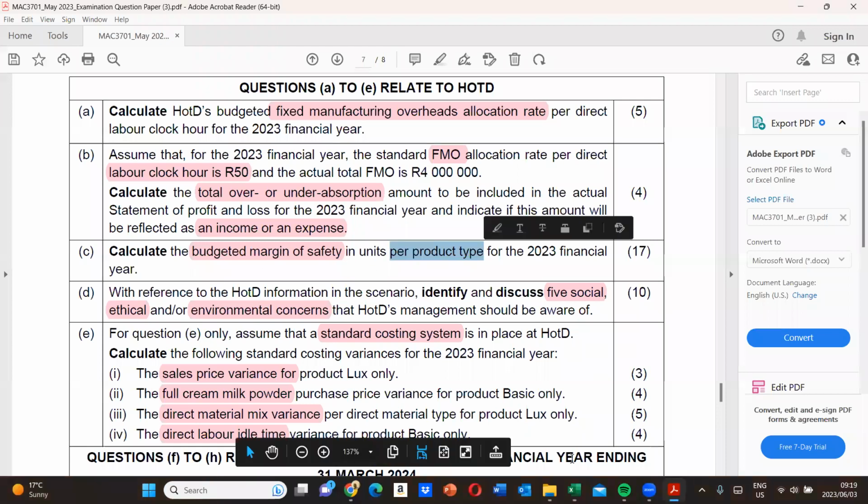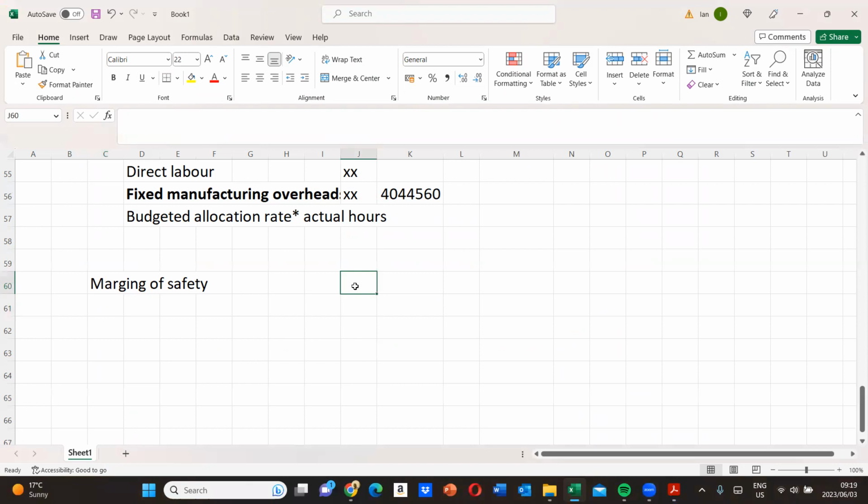Per product type, which means for each product. So we know that margin of safety is equal to what? Sales units minus break-even units. That is what gives us the margin of safety. We can all agree there, right? So in that being mentioned, we have budgeted sales minus the break-even point.